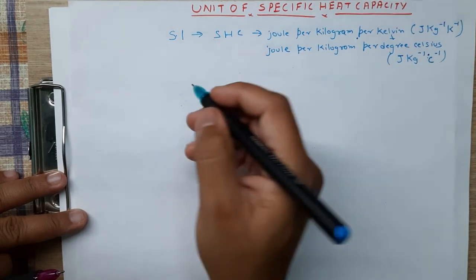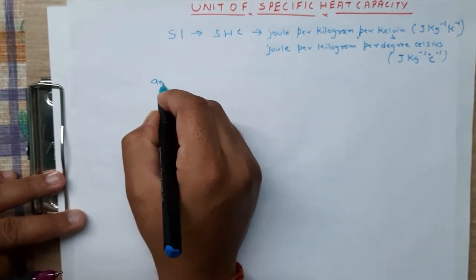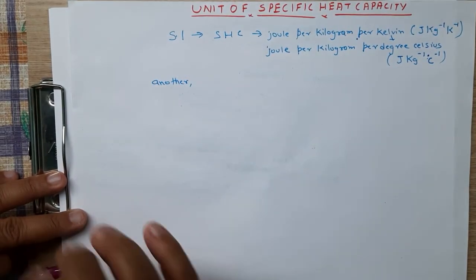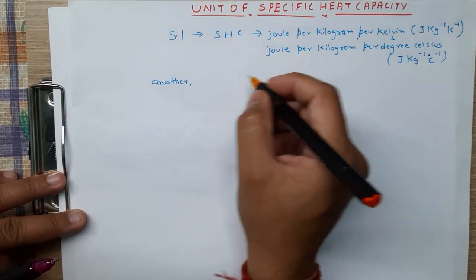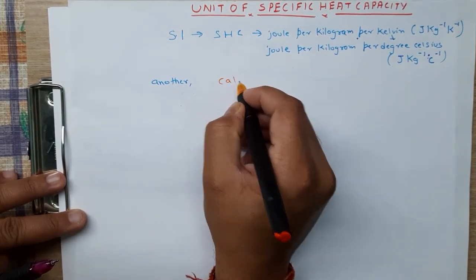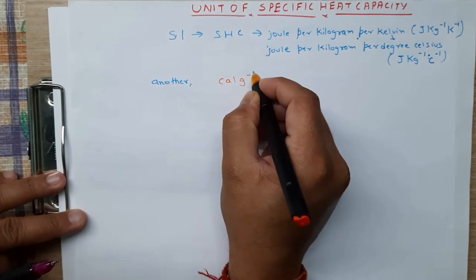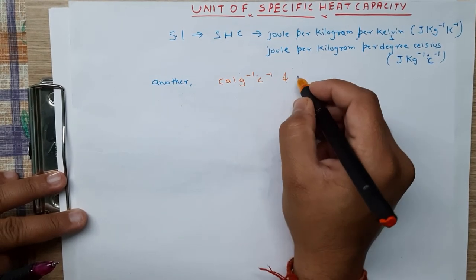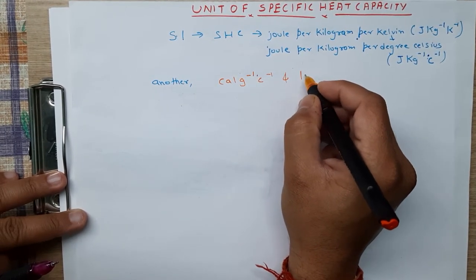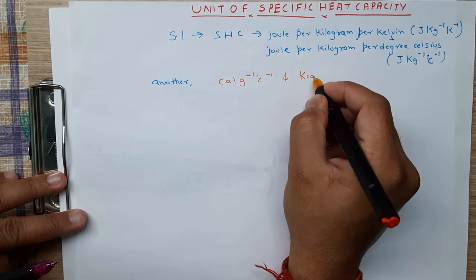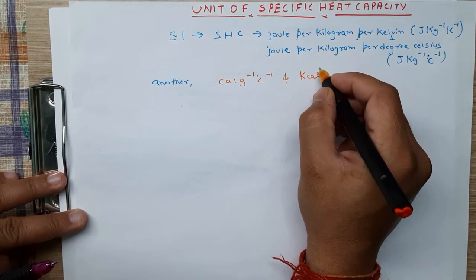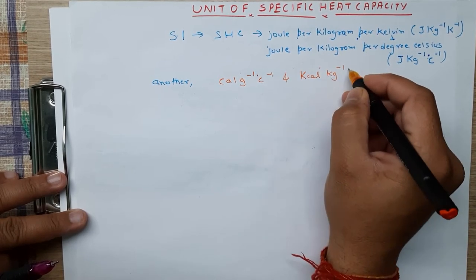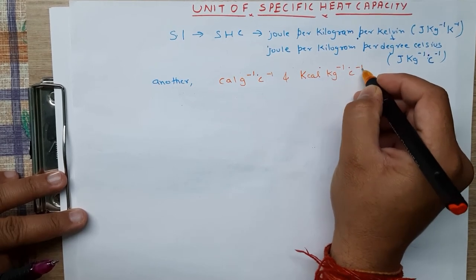Right, now another unit. Let me write another unit of specific heat capacity. See, that is calorie per gram, so gram to the power minus 1 per degree Celsius. And if we talk about kilocalorie, then kilocalorie per kg per degree Celsius, right?